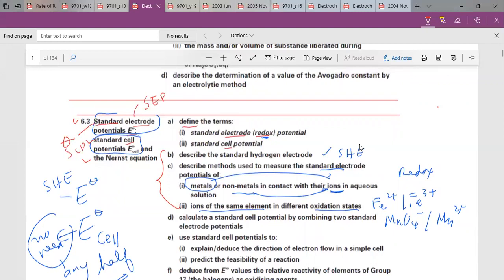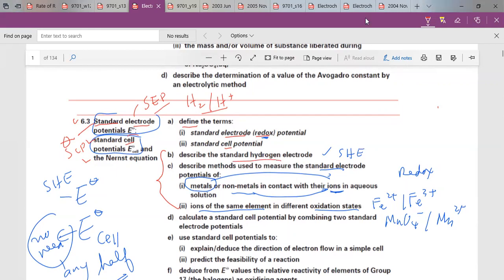Remember, standard electropotential is very specific. It must have a hydrogen electrode. These two must be there for one part of a cell. A cell consists of two half cells, so one part must be hydrogen. You've got SEP, okay? Now here we've described the hydrogen electrode.